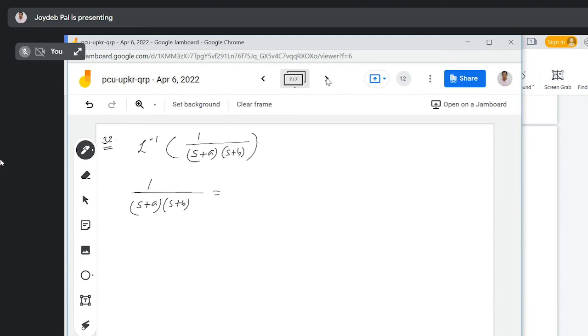So s plus b minus, sorry, s plus a, over s plus a into s plus b, and in the numerator, after simplification, it will be b minus a. So I am multiplying it by 1 by b minus a. Can I write this? Yes, sir.